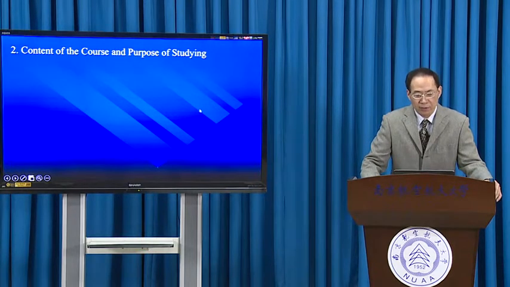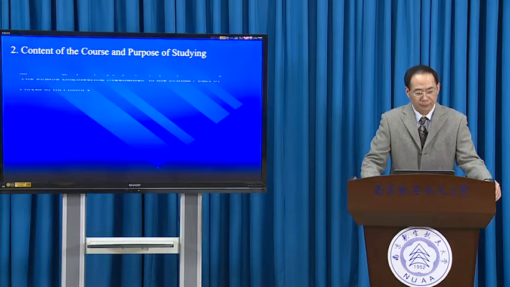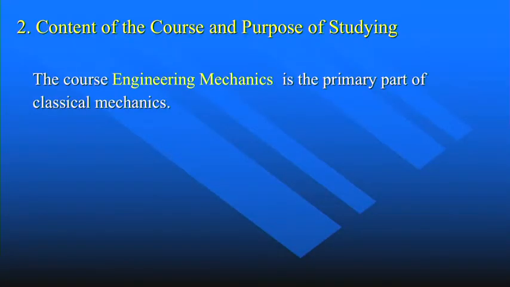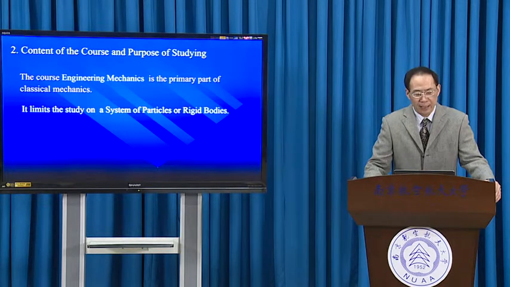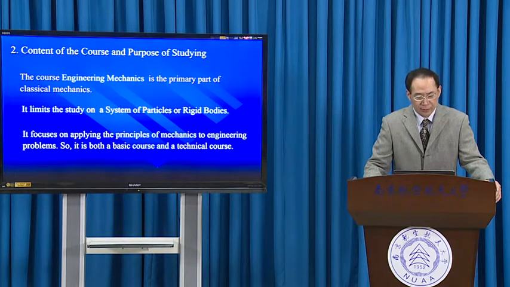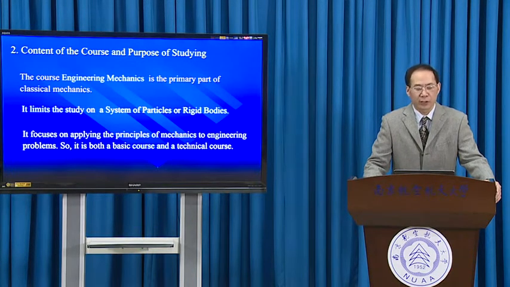Two, content of the course and the purpose of studying. The course Engineering Mechanics is the primary part of classical mechanics. It limits the study to a system of particles or rigid bodies. This is the application range. We only deal with a system of particles or rigid bodies. It focuses on applying the principles of mechanics to engineering problems. So, it is both a basic course and a technical course. That means by using the theory of this course, we can already solve practical engineering problems.